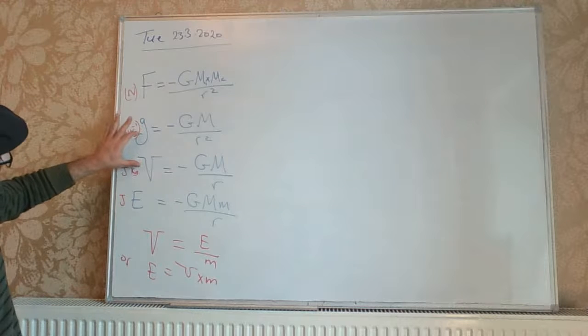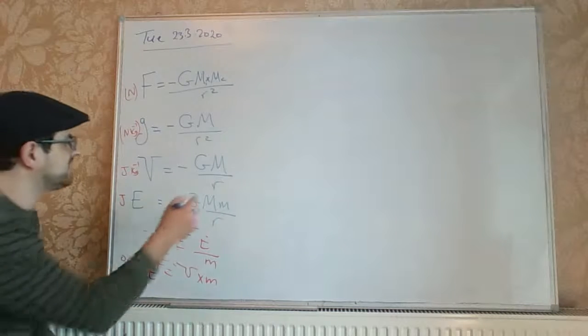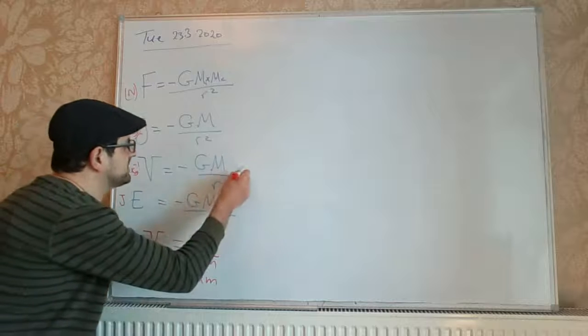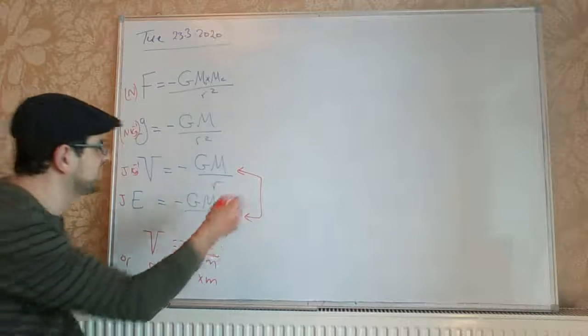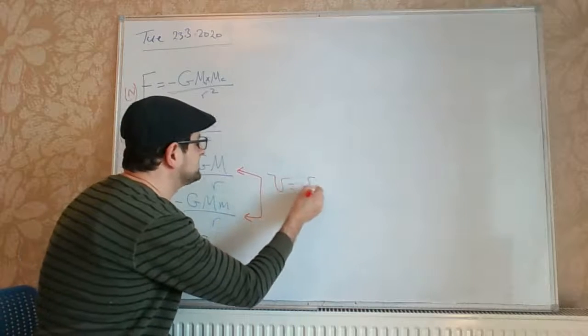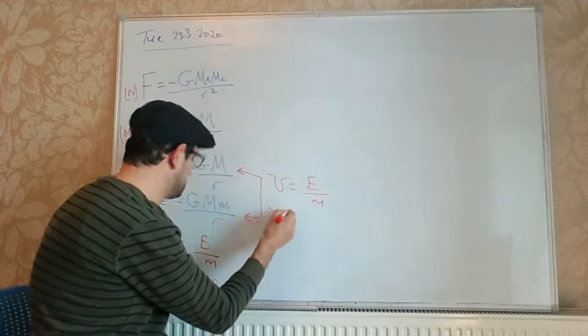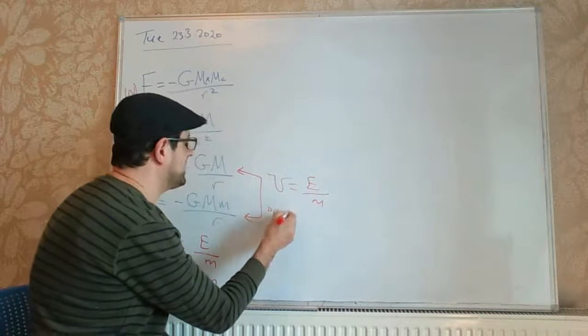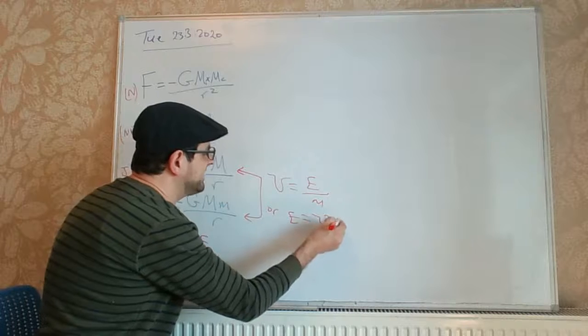Now here, these two. Now this is the relation between these two. The relation between this and this. What is the relation? V equals energy over mass, or energy equals V times mass.